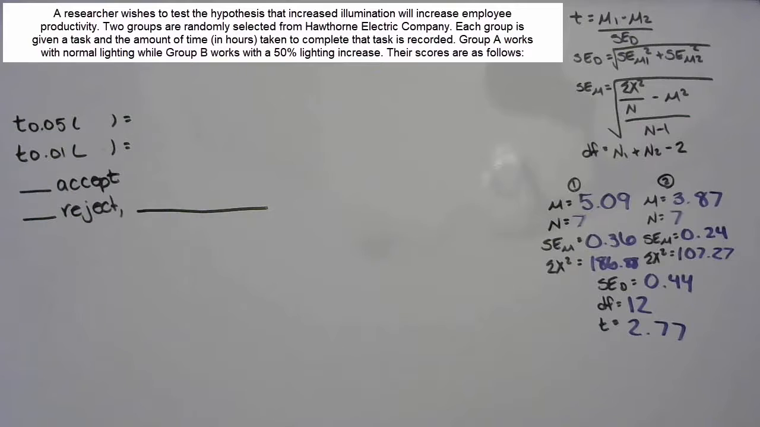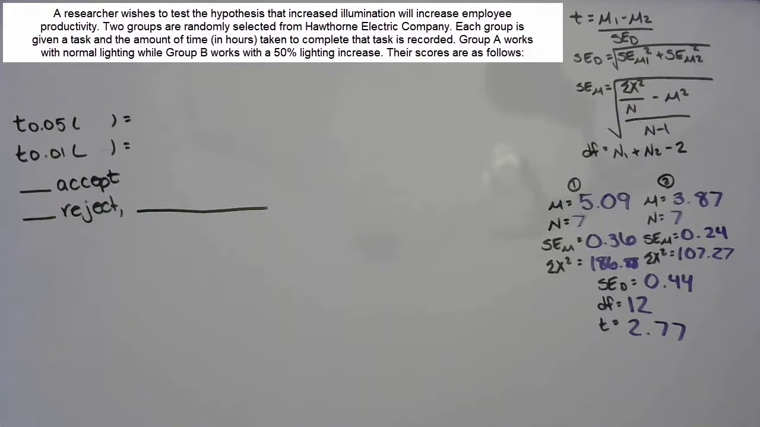Okay, so before we figure out if we are going to accept or reject H0, let's go ahead and take another look at our word problem and see if we are dealing with a one-tail or a two-tail independent t. So a researcher wishes to test a hypothesis that increased illumination will increase employee productivity. Two groups are randomly selected from employees at Hawthorne Electric Company. Each group is given a task, and the amount of time in hours to complete that task is recorded. Group A works with normal lighting conditions, while Group B works with a 50% lighting increase.